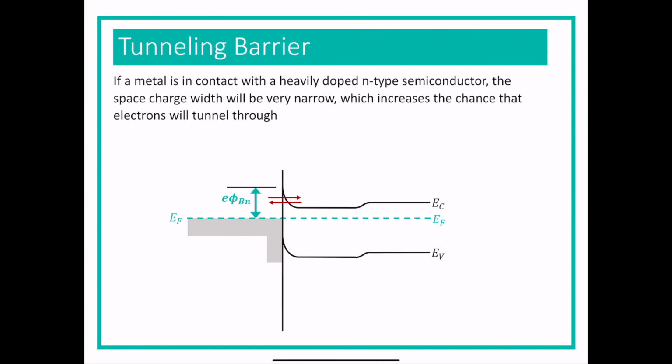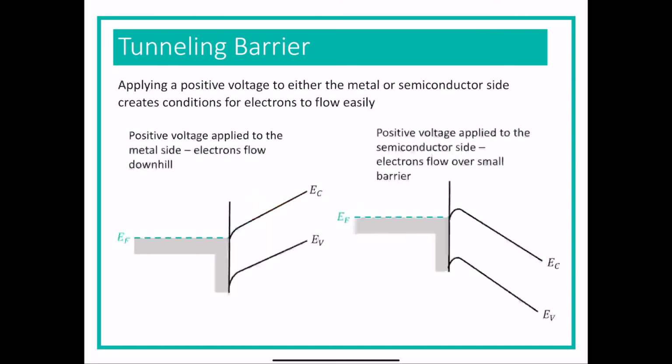And what happens is, if we apply a voltage to either side of this construction, electrons flow really, really easily. So if we apply a positive voltage to the metal side, everything moves up on the semiconductor side, and it's almost like a ski slope. Electrons just go downhill and they go right over to the metal side. If we apply a positive voltage to the semiconductor side, it's like a ski jump a little bit, but they still get over that barrier. It's very small, and they're able to flow freely. So this is a type of metal semiconductor junction that actually allows current to flow in both directions.